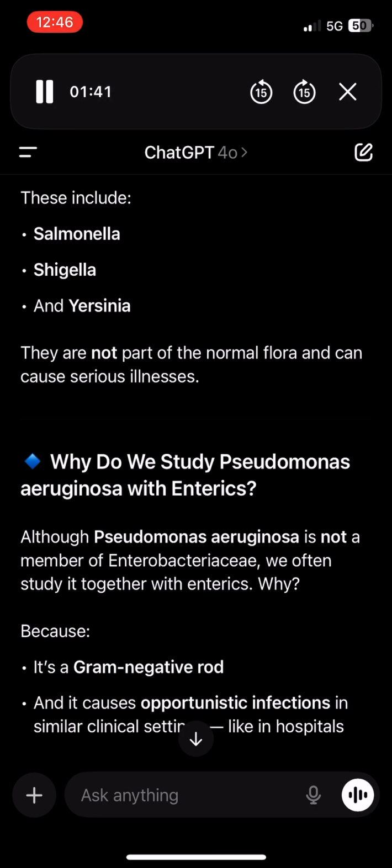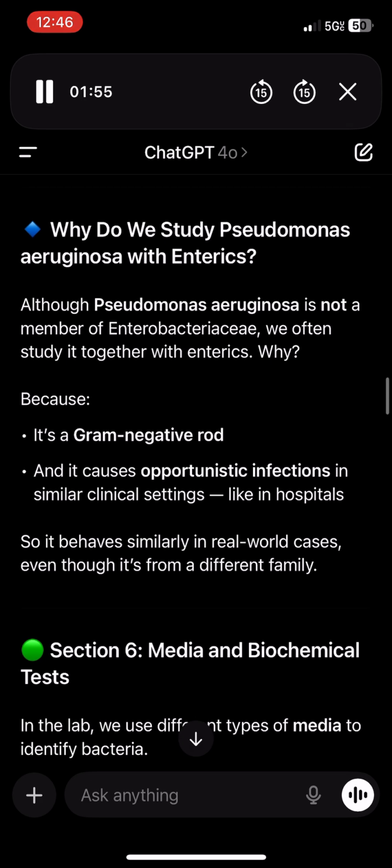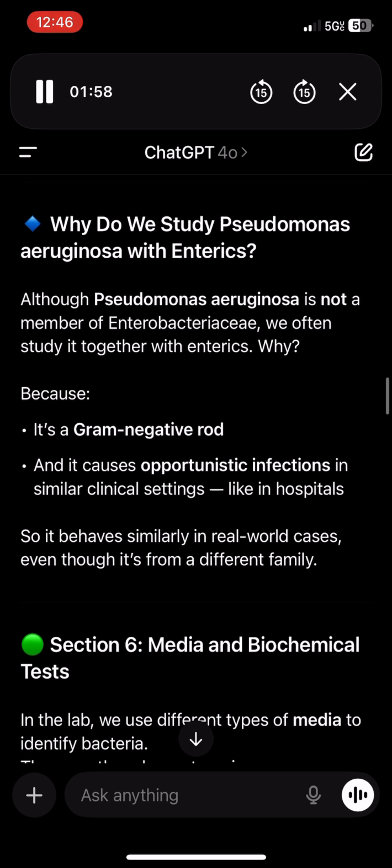Why do we study Pseudomonas aeruginosa with enterics? Although Pseudomonas aeruginosa is not a member of Enterobacteriaceae, we often study it together with enterics. Why? Because it's a gram-negative rod, and it causes opportunistic infections in similar clinical settings, like in hospitals, so it behaves similarly in real-world cases, even though it's from a different family.